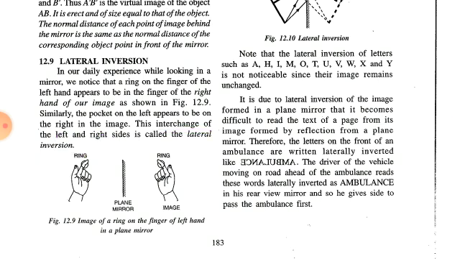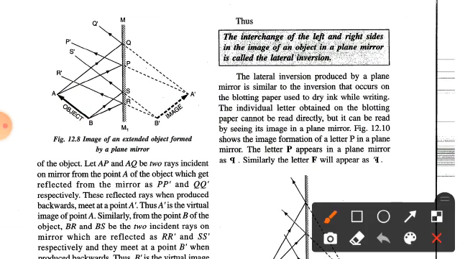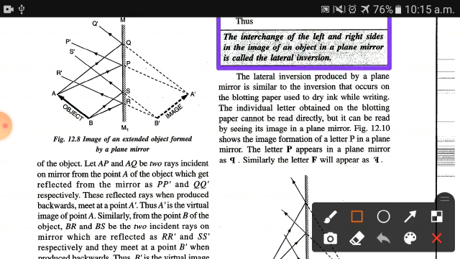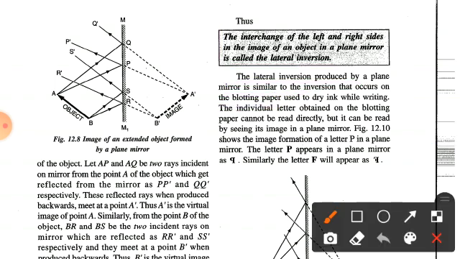Fine. So now here you come. Thus the interchange of the left and right sides of the image of an object in a plane mirror is called its lateral inversion. The lateral inversion produced by a plane mirror is similar to the inversion that occurs on the blotting paper which is used to dry ink. While writing, the letters obtained on the blotting paper cannot be read directly, but they can be read by seeing their image in a plane mirror.